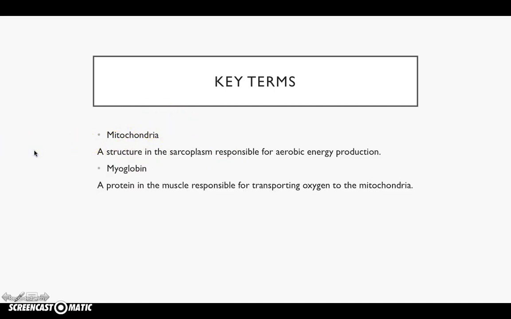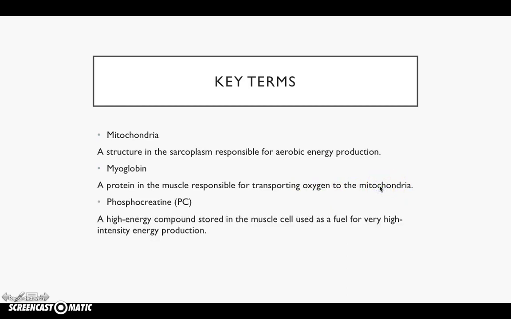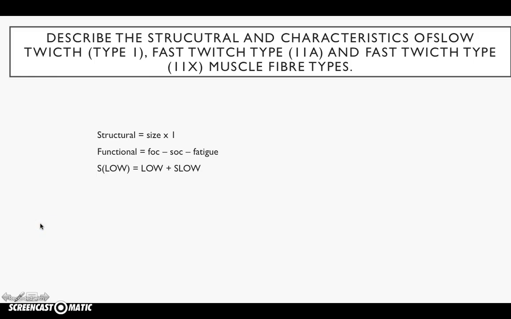Myoglobin is the protein that transports oxygen to the mitochondria. So myoglobin is important for aerobic energy production, i.e. slow twitch muscle fibres, because it's to do with getting oxygen to the mitochondria. And then phosphocreatine is a high energy compound stored in the muscle cell, used as fuel for high intensity energy production, i.e. the ATP-PC system. So phosphocreatine is found within those fast twitch muscle fibres. What I want you to do, this could be a typical question when it comes to your exam.